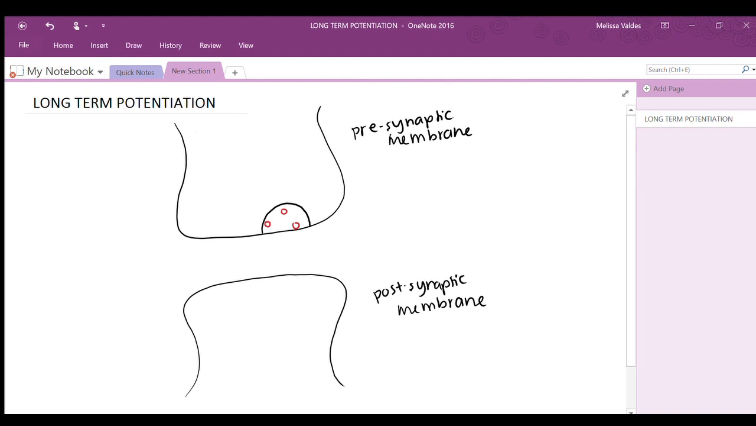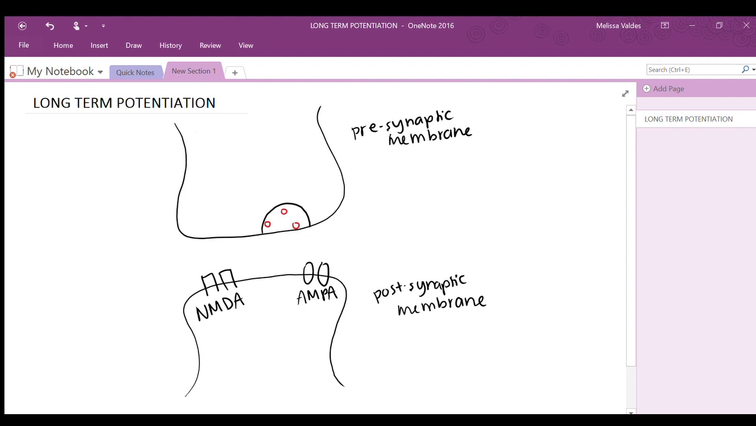So, over on the postsynaptic membrane, we're going to have two different ionotropic receptors. Over here, we're going to have our NMDA receptors. And over here, we're going to have our AMPA receptors. Now, both NMDA and AMPA are glutamate agonists, meaning that they mimic the effects of the neurotransmitter glutamate, which in essence means that glutamate is going to be able to bind to these receptors.